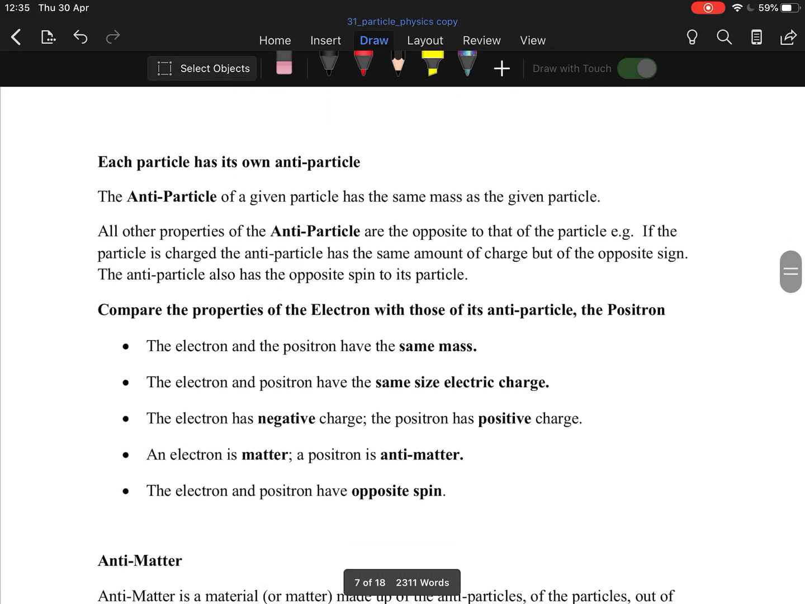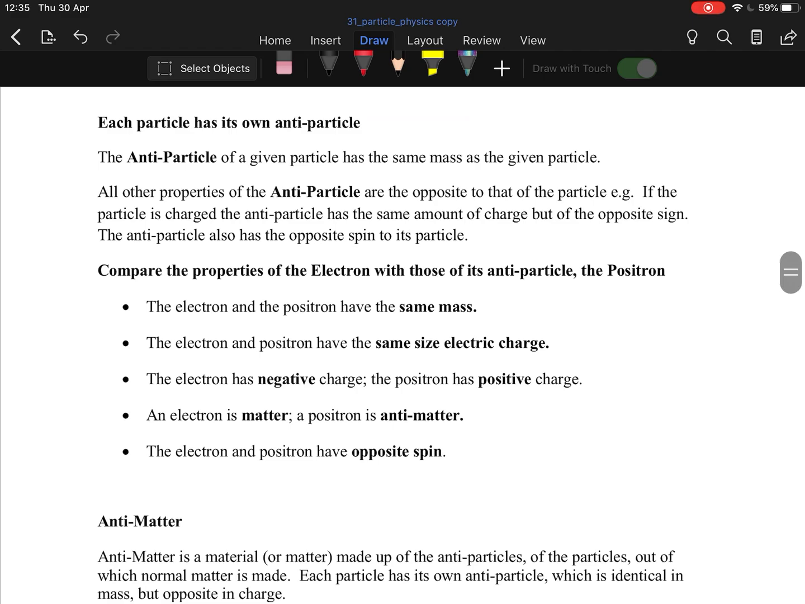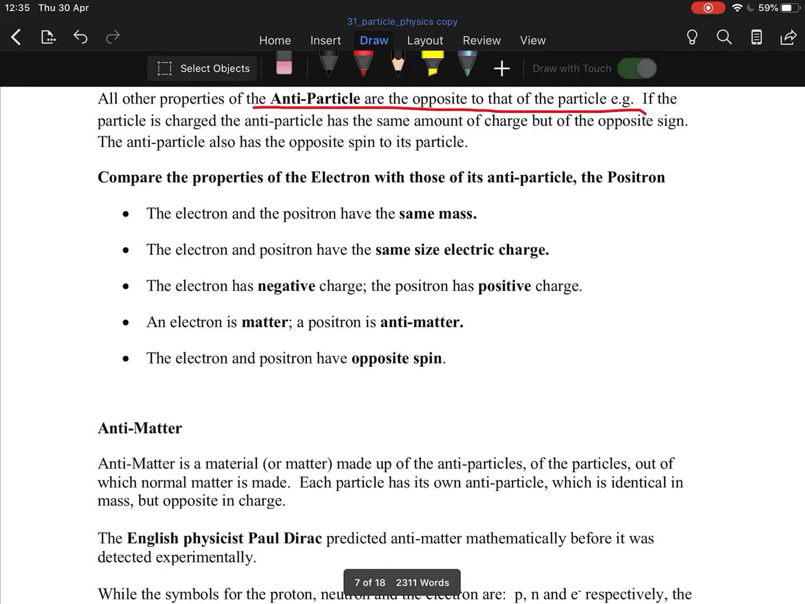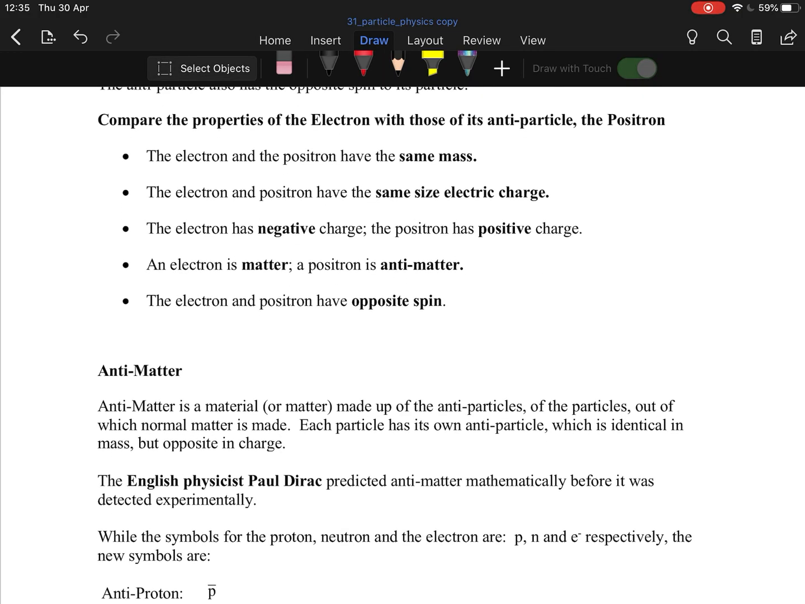All right. So each particle has its own antiparticle. So for every particle out there, every action has an equal and opposite reaction, so every particle has its own antiparticle. An antiparticle has the exact same mass but the opposite charge. So the antiparticles are opposite to that of the particle. If you're positive, it's negative; if you're negative, it's positive, etc. So you've got the positron.